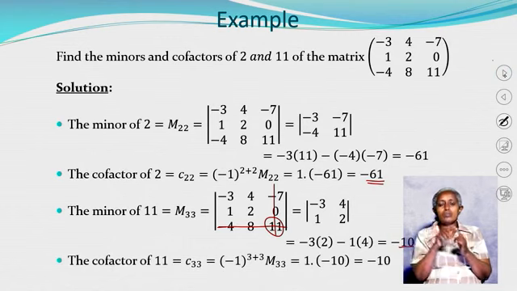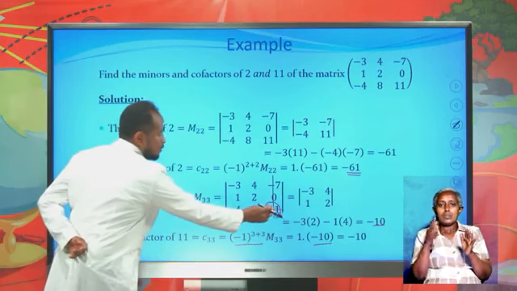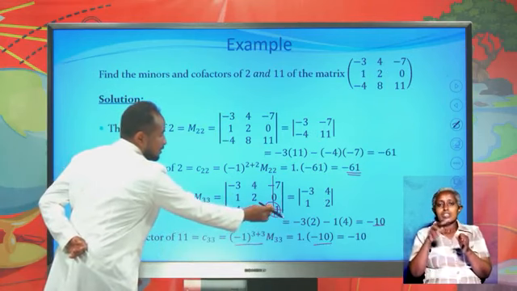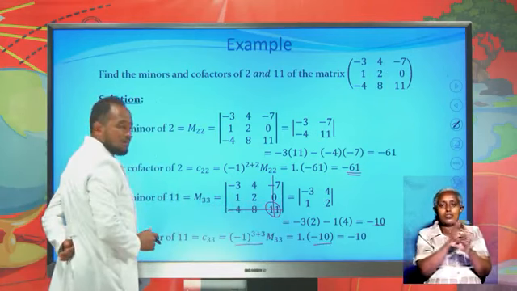To find the cofactor, you simply multiply the minor by -1 to the power of the sum of the row and the column in which this entry is found.